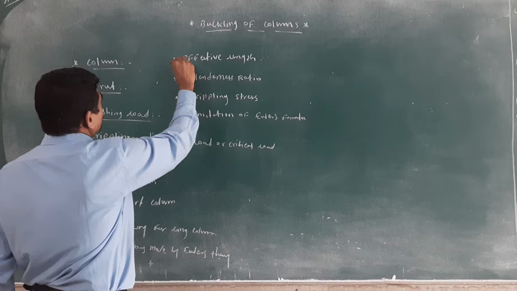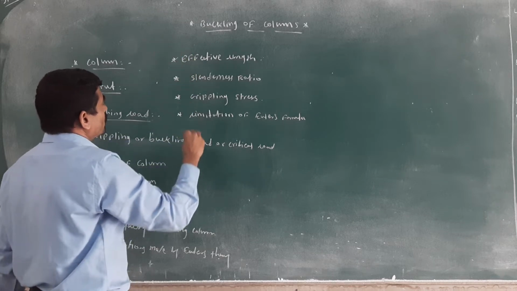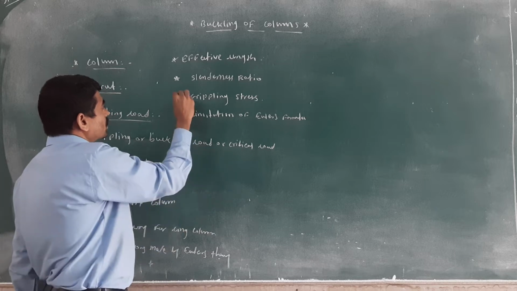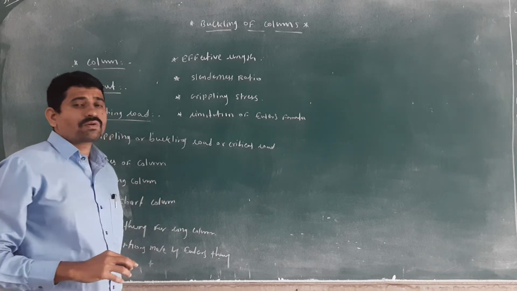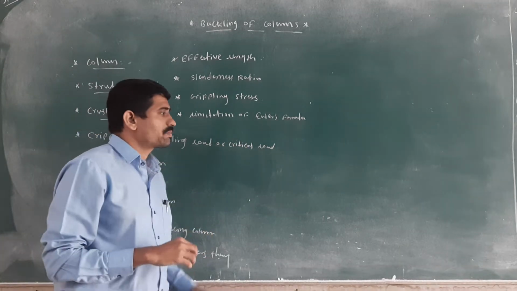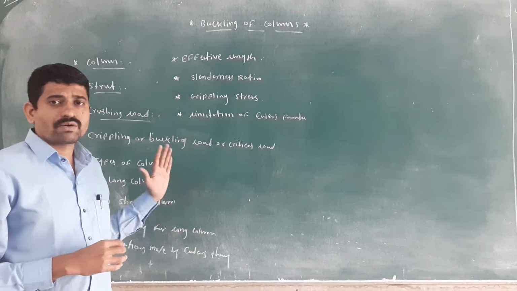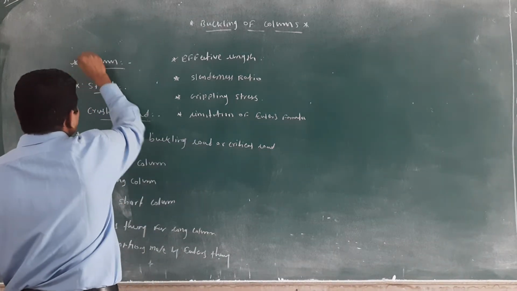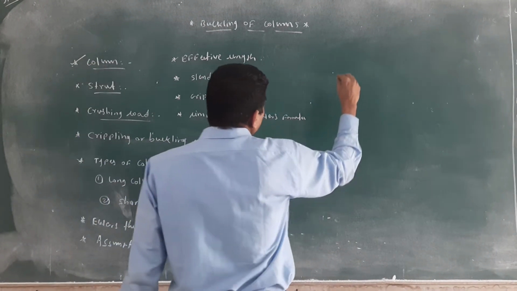And after that, effective length. What is meant by effective length? What is meant by slenderness ratio? Then how to calculate the crippling stress, and what limitation is given for Euler's formula. One by one we will cover all these things. Okay, first, what is meant by column? Column we will draw.